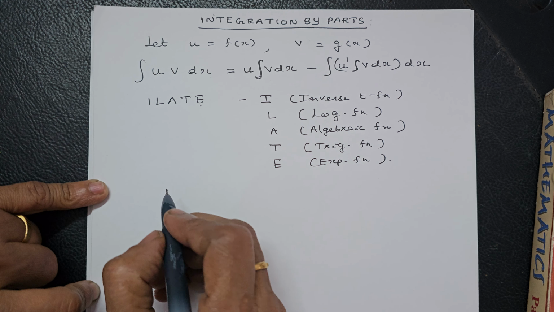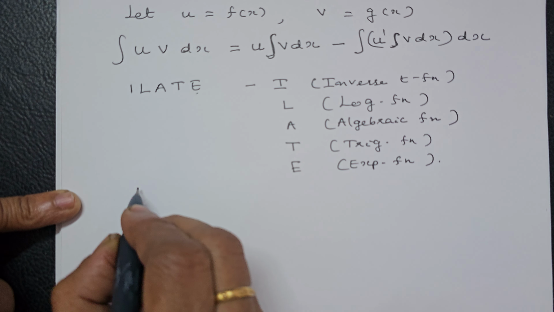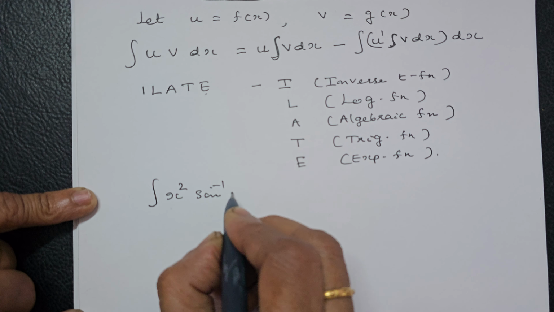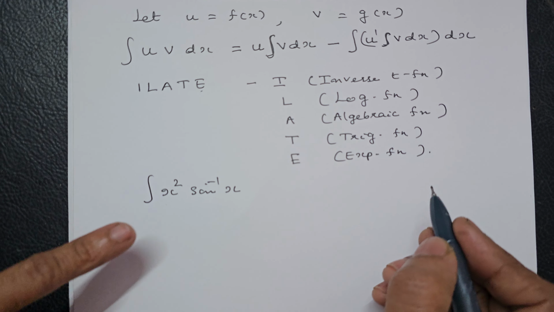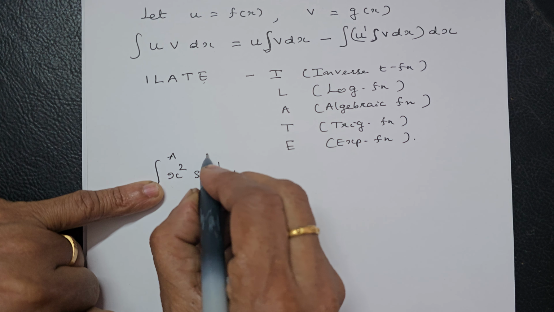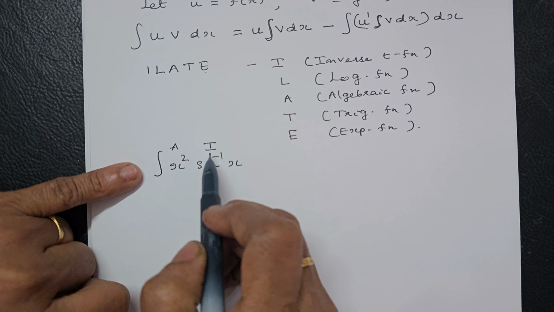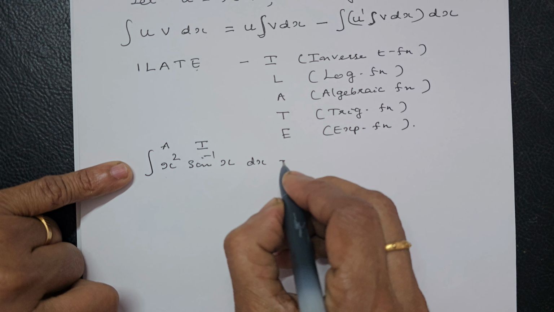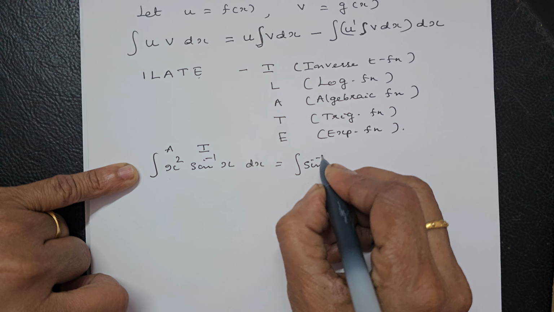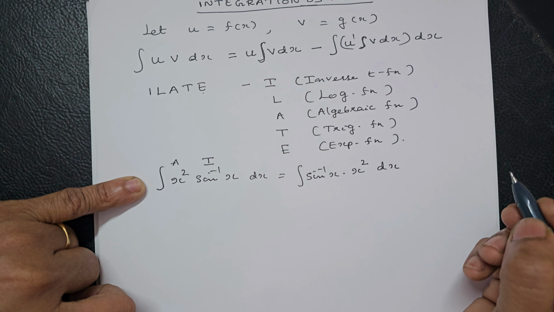For example, if we have to integrate x square sine inverse x, x square is an algebraic function and sine inverse x is an inverse function, I. In the word ILATE, I comes first. So sine inverse x should be the first function and x square is the second function.